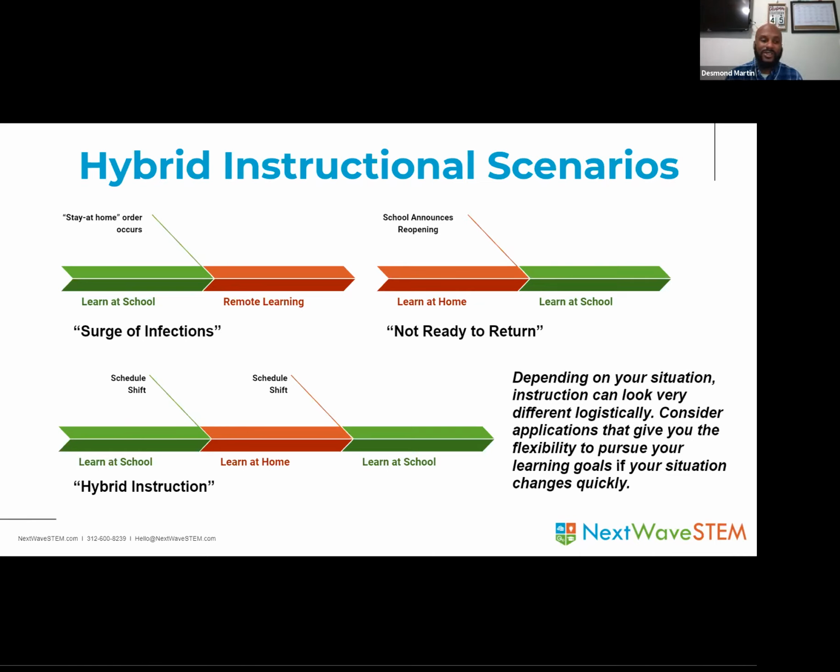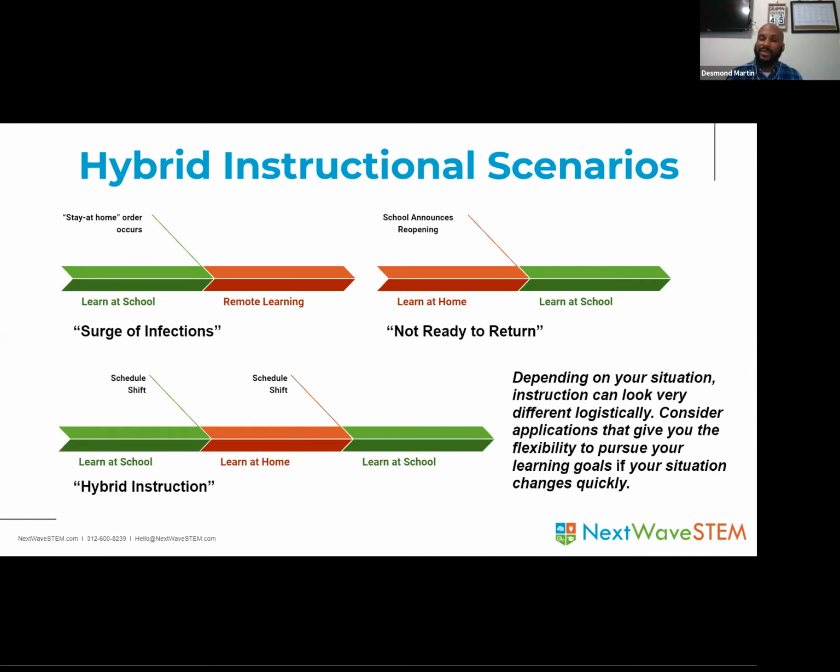The first, called surge of infections, is the one that we would love to stay away from, but we don't necessarily know a lot about this virus and pandemic to be able to predict the future. For the surge infection scenario, many of us have returned back to normal instruction in schools with our students. And God forbid, there is exactly what it sounds like, a surge of infections amongst our student and staff populations. We have to make that shift now, where we started our STEM learning at school and now we have to focus on some remote learning instead.